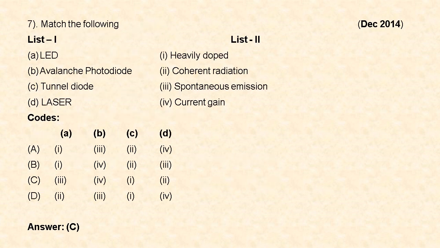Next question. It is a match the following type. It was asked in December 2014. First, LED. We know that spontaneous emission takes place in LED. Next, avalanche photodiode. It is related to current gain. Next, tunnel diode. It is heavily doped. Next, laser. It gives coherent radiation. So option C is correct.